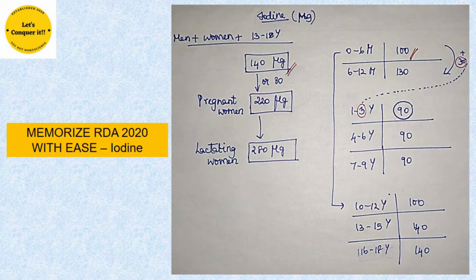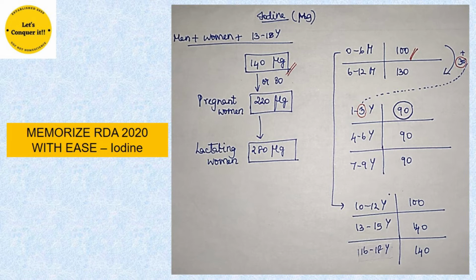Whereas vitamin D is measured in international units. So be very clear of the unit before you try to remember the numbers of the RDAs. Now, in case of iodine, we are going to remember only two values. From these two values, we'll try to get the recommendation for all age groups and for different physiological conditions.